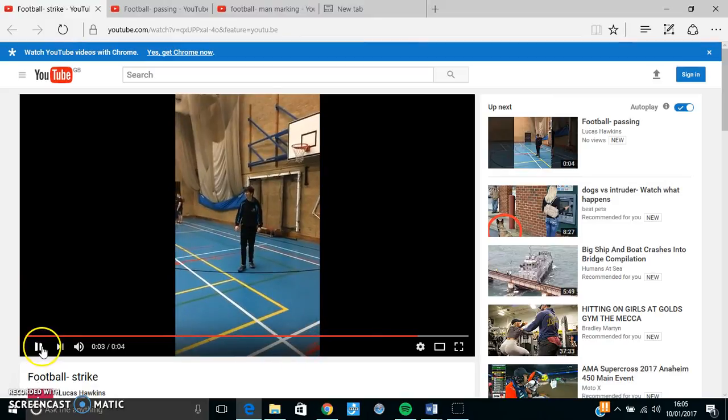This is a strike in football. This sort of strike would be a clearance because I'm leaning back and the ball has got distance and power on it to get it away from the attackers.